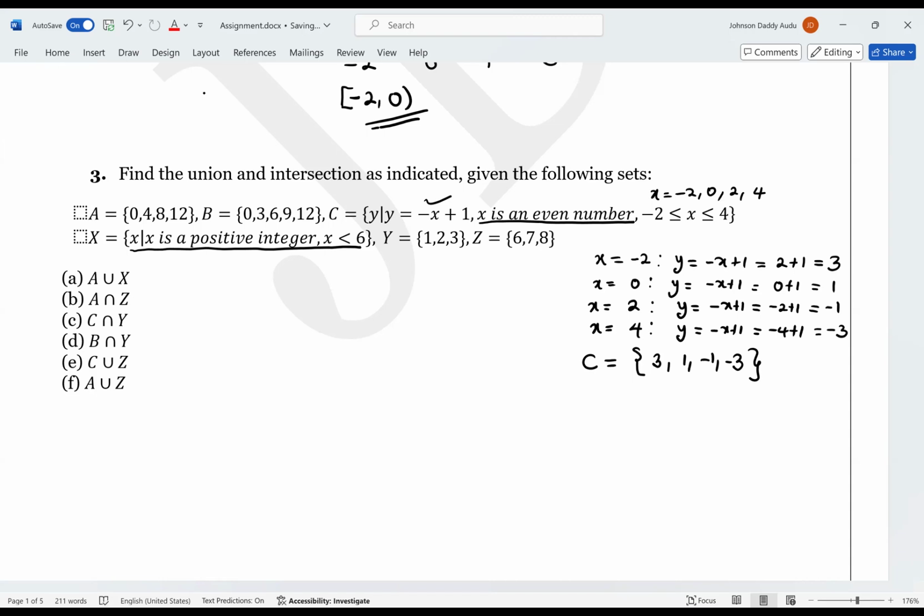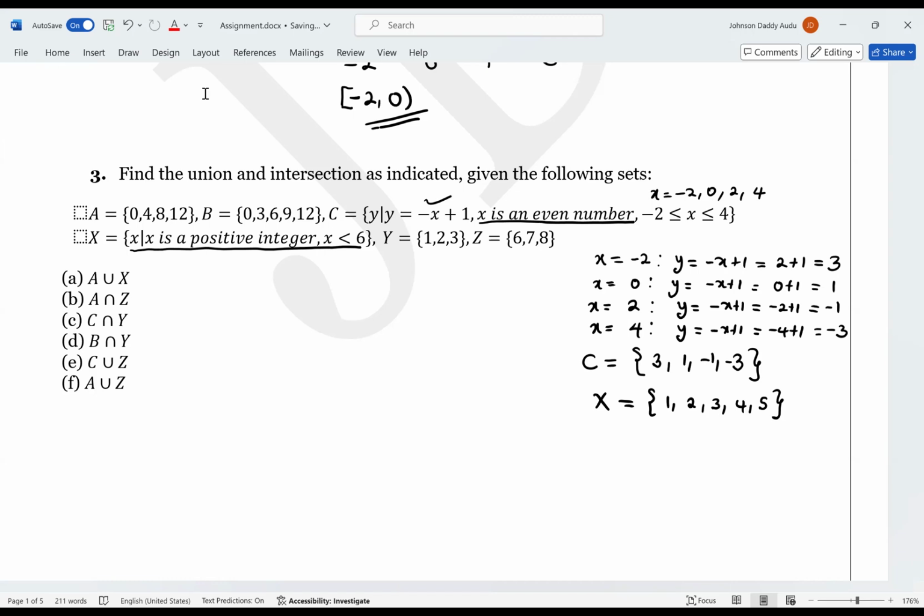Okay, now set X is easy. You can see what is set X. Set X is just all the positive integers less than what? Less than 6. So it means we have to start from 1, 2, 3, 4, 5. Remember, 0 is not a positive integer, right? And I think everything is set.